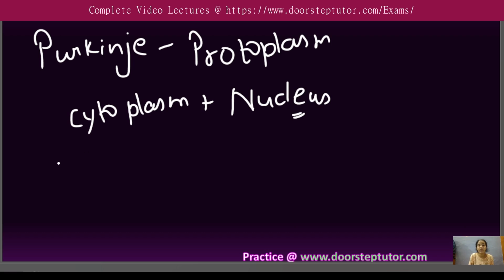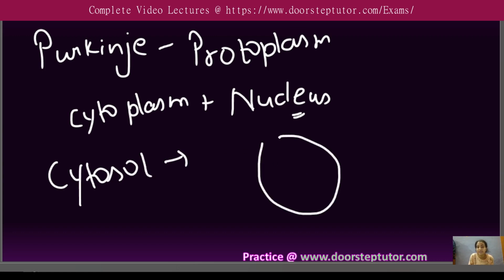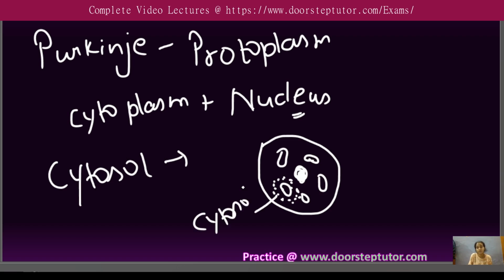Now another term we have is cytosol. What is cytosol? Cytosol is the fluid present surrounding the organelles. Suppose this is a cell, here is the nucleus, and there are many small organelles. Surrounding these organelles, some substance, or we can say fluid, is present. That fluid is known as cytosol.